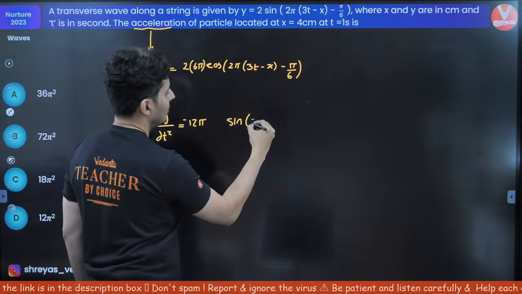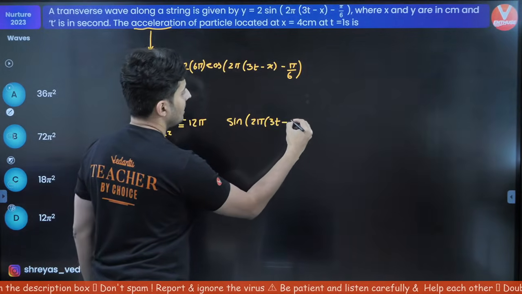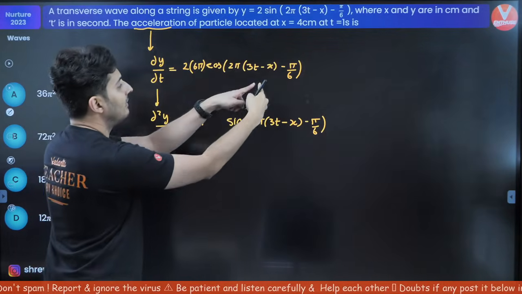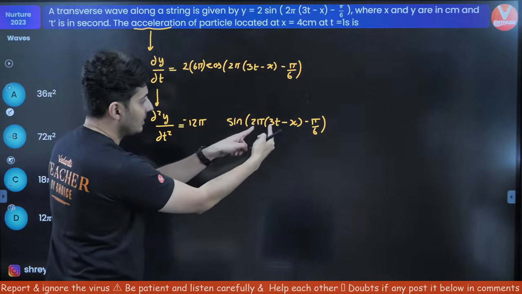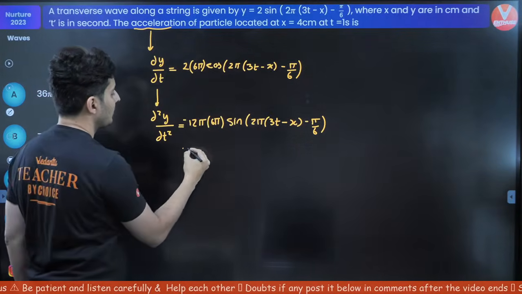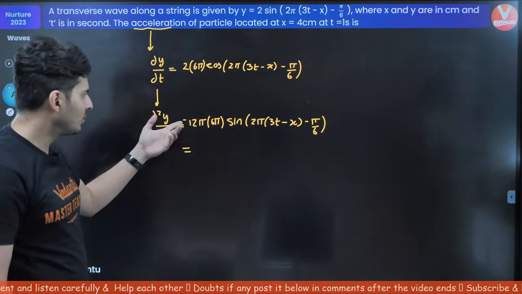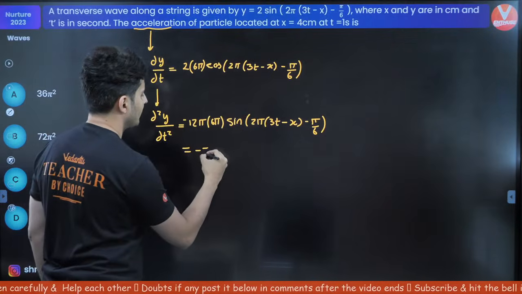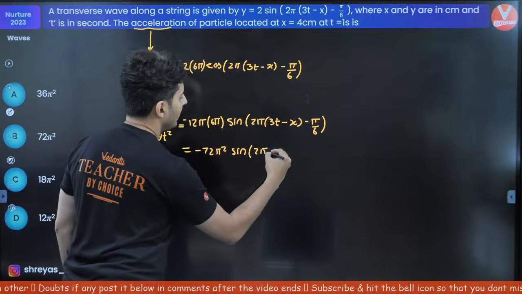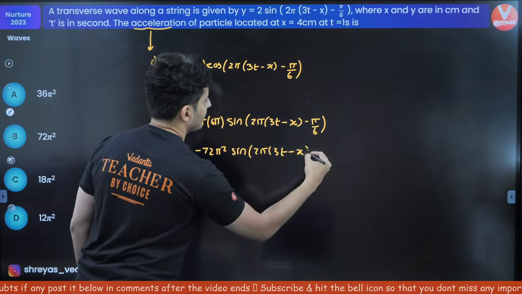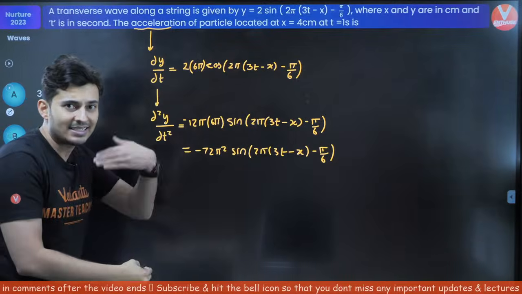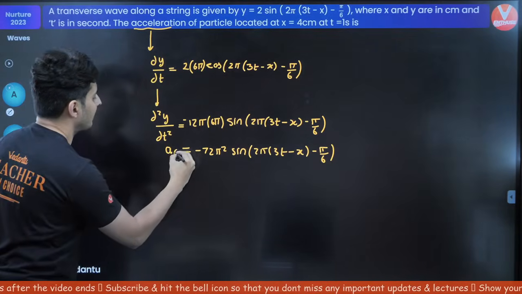So minus sine 2 pi 3t minus x minus pi by 6. And then put the value of the coefficient of t, which is 2 pi into 3, which is again 6 pi right over here. So 6 6s are 36 into 2, which is 72. So it will be minus 72 pi square sine 2 pi 3t minus x minus pi by 6. So this is d square y by dt square, which is the second derivative, which is nothing but the acceleration.